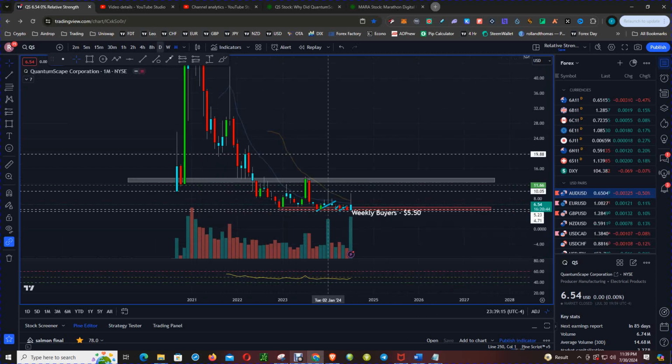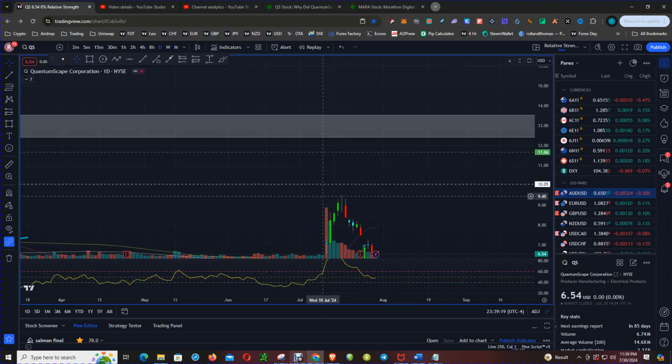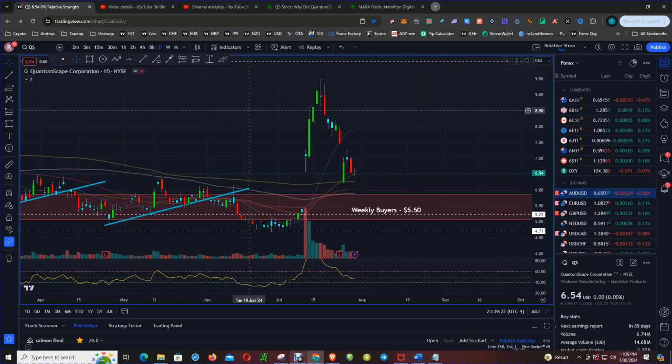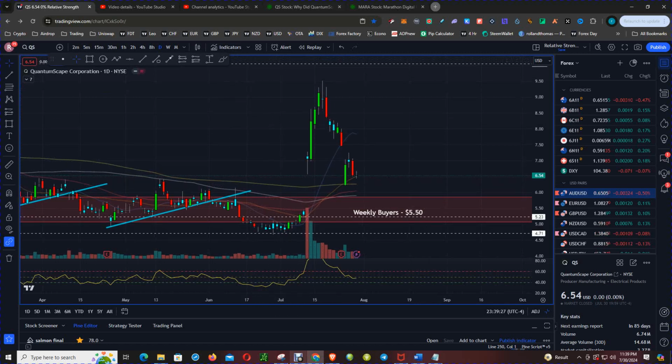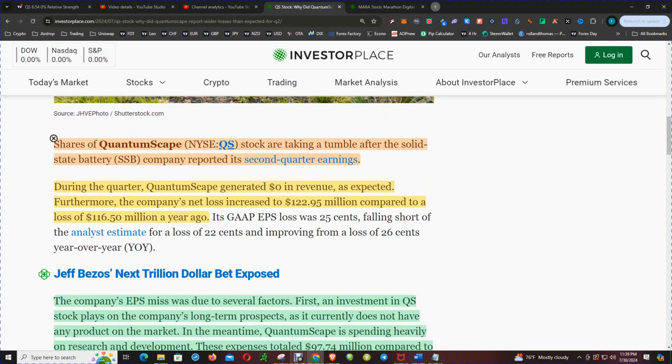All right, so going back to the weekly chart, let's go back to the daily chart. The chart is suggesting a full round trip, but let's look at why price spiked to begin with. So shares of QuantumScape, again, this is a week ago, we're taking a stumble after the solid state battery company reported its second quarter earnings.